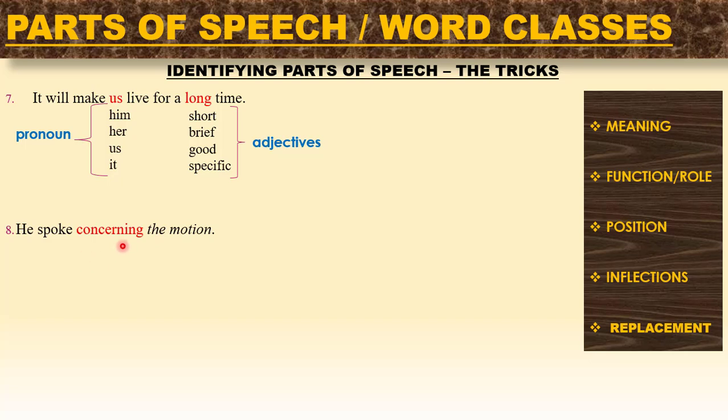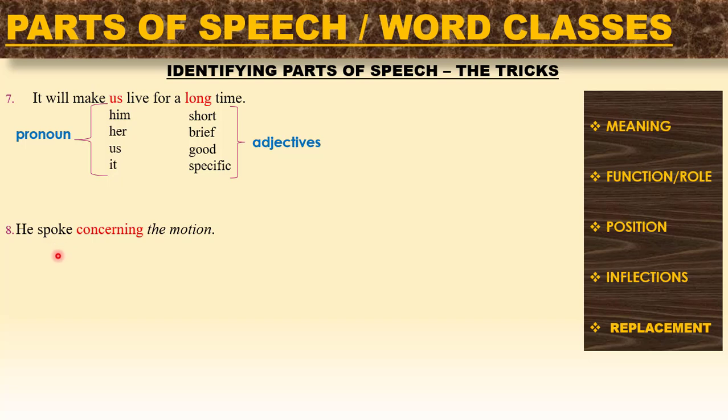Now the last one. He spoke concerning the motion. Don't just assume that since the word contains ing, it is a verb. Over here, the verb is spoke and not concerning. Don't guess the word class of a word. Try to find out the function or any of these tests to verify the word class.